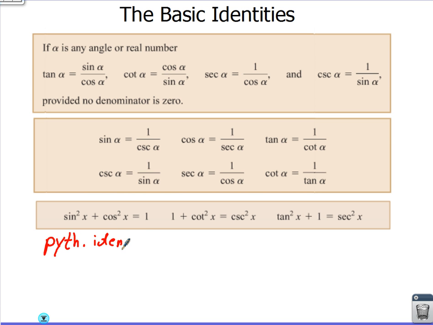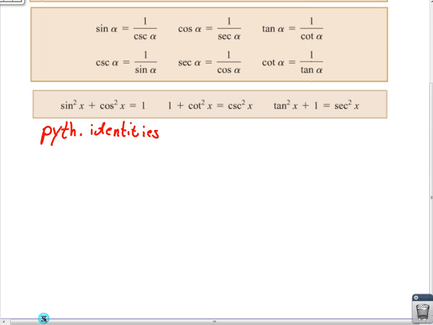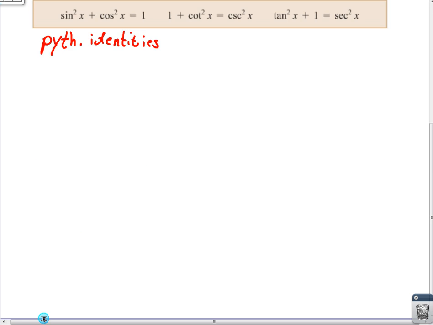Pythagorean identities. These are really important. Sine squared plus cosine squared equals 1. I showed that one to you. And let me show you where these other ones come from. Because honestly, I have that first one memorized, and I can use it to kind of come up with the other two in my head.